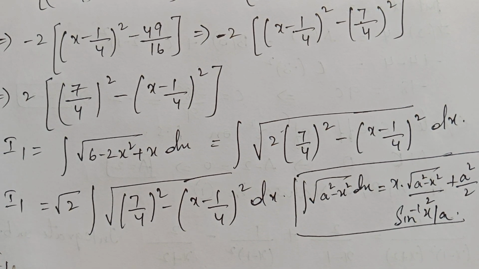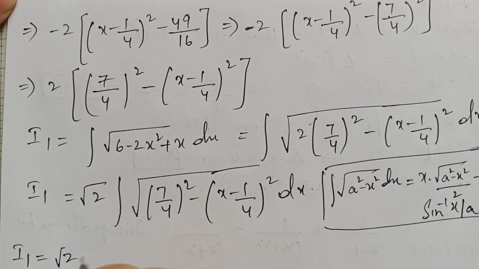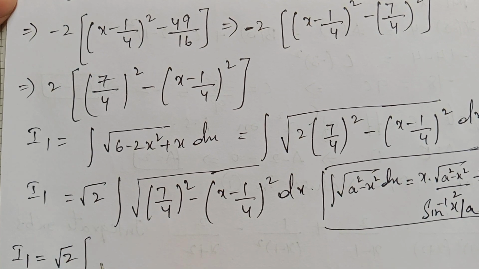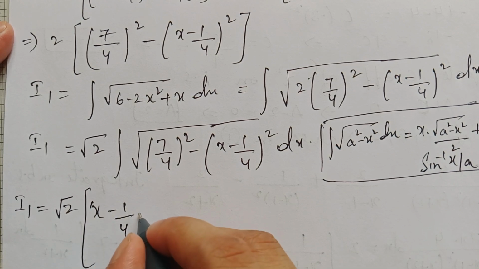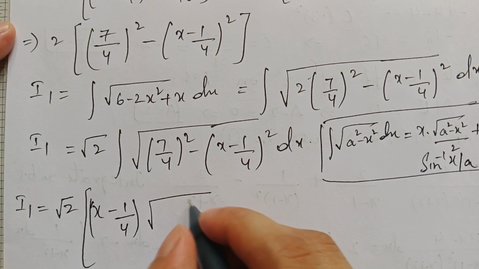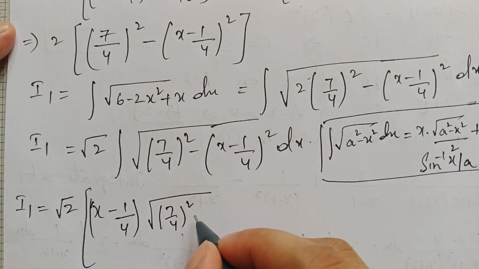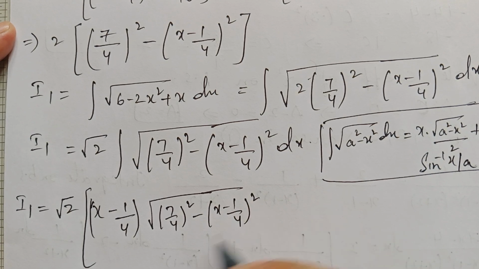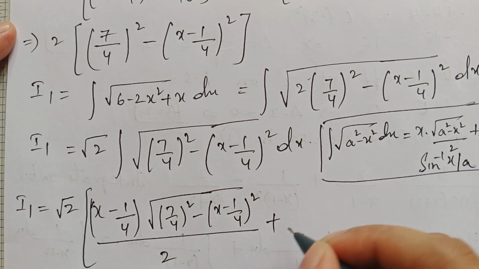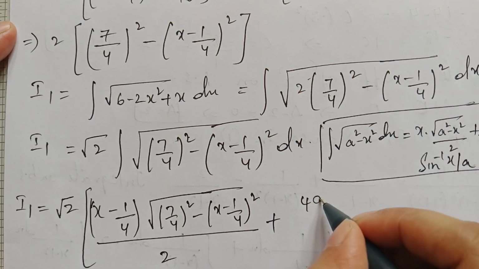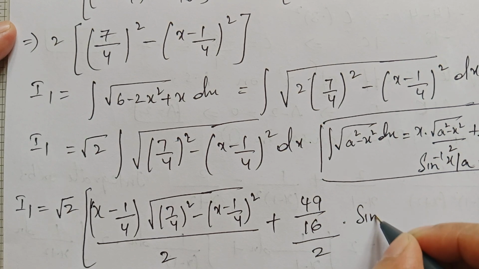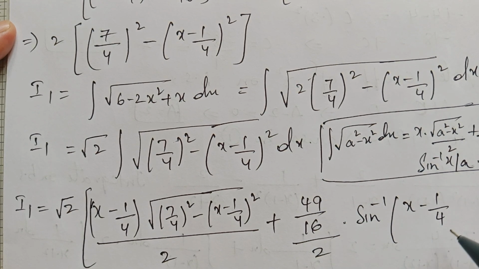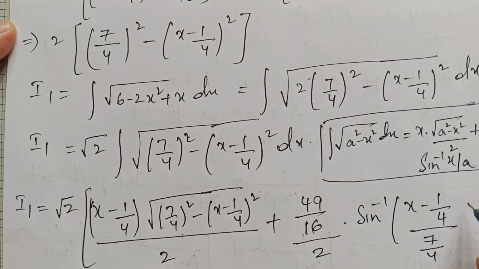Okay, so I1 is equal to root 2 into the value of x, which is x minus 1 by 4, into a square minus x square, which is our question only, which is 7 by 4 whole square minus x minus 1 by 4 whole square by 2, plus a square value. So a square will be 49 by 16, a square by 2, into sine inverse x by a. So x value is x minus 1 by 4, a value is 7 by 4, plus c.